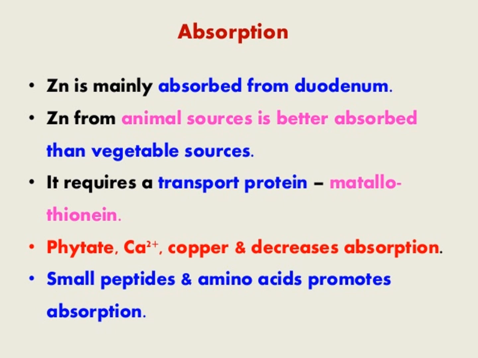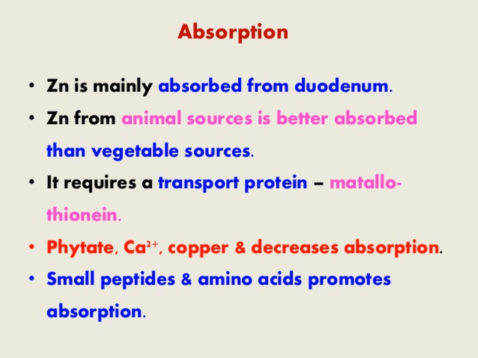As far as the absorption of zinc is concerned, it is mainly absorbed from the duodenum. And as I told you earlier, vegetables are less promptly absorbed than the animal sources. Like all trace elements, zinc requires a protein called metallothionein for transportation to the circulation. If you recall, for iron transport we need transferrin, for copper we need ceruloplasmin. So similarly, zinc requires metallothionein for its transport into the circulation.